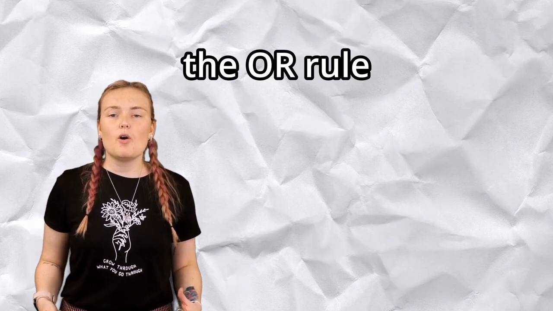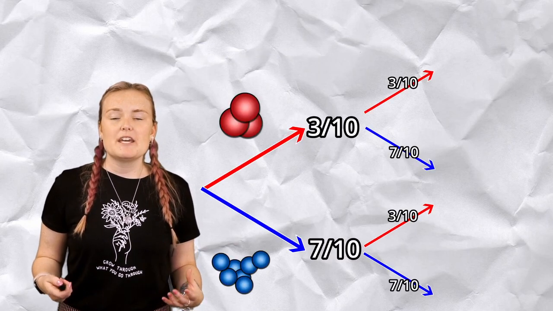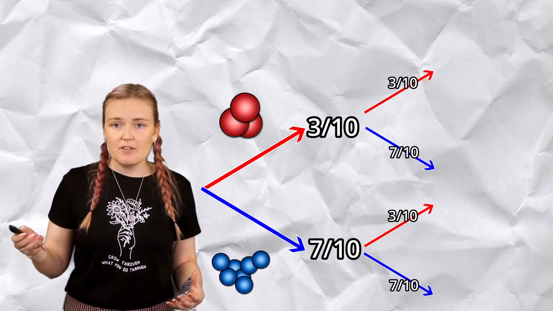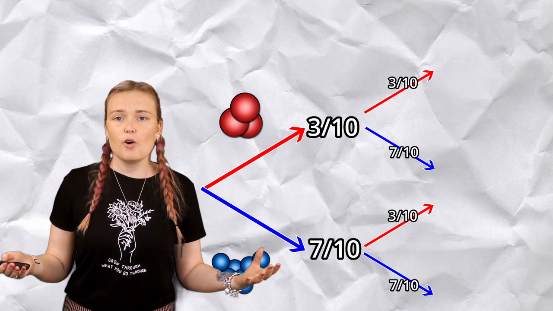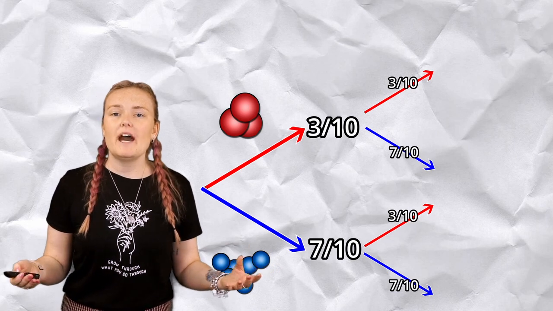So let's look at the OR rule. If I ask, what's the probability of picking 2 of the same colour? It could be red and red, or it could be blue and blue. This is the OR rule. And when we have that, we add them.